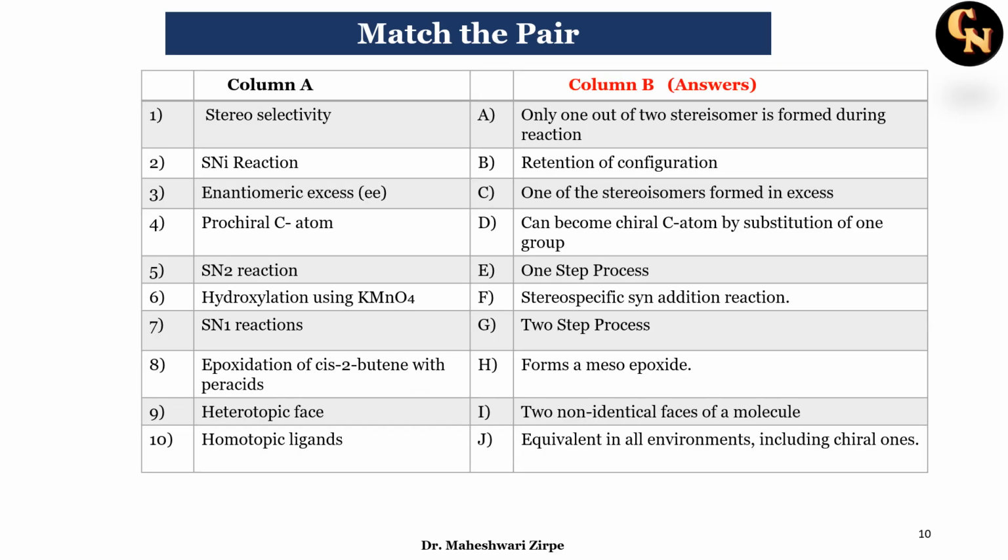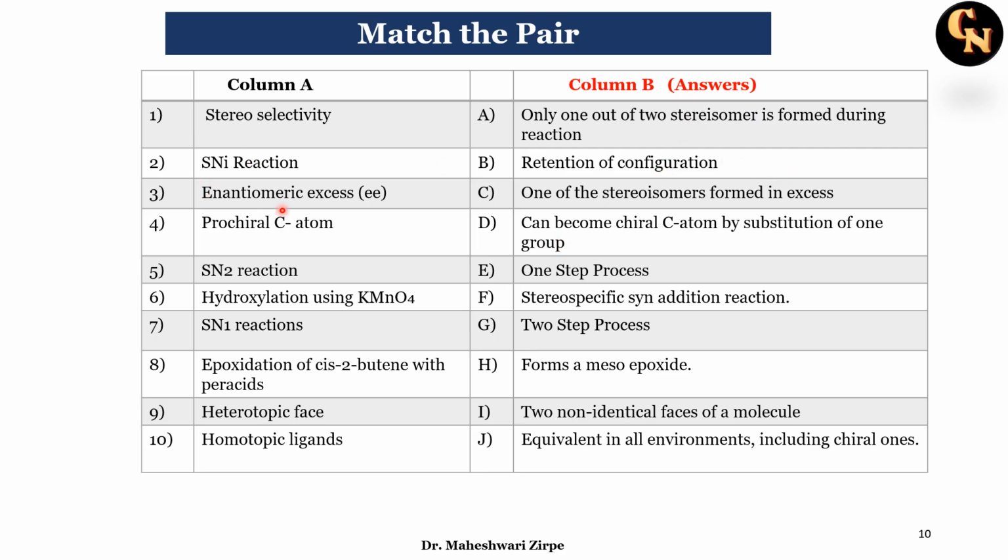Now students, let us see the answers. The first one is stereoselectivity. The correct answer is, only one out of the two stereoisomers will be formed during the reaction. So the word itself tells you that stereoselective means we are going to select one isomer out of the given stereoisomers. If one isomer we get in the product during the reaction, such reactions we call stereoselective. Then the next one is SN i reaction. We already saw that using thionyl chloride, when the reaction proceeds, we always get a retention of configuration. So the correct option here is retention of configuration.